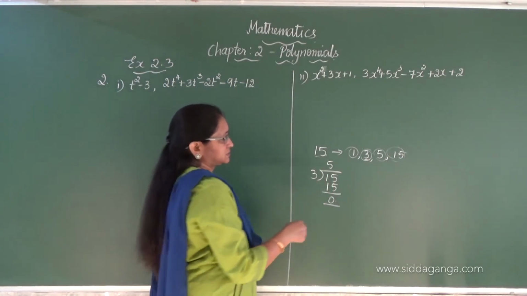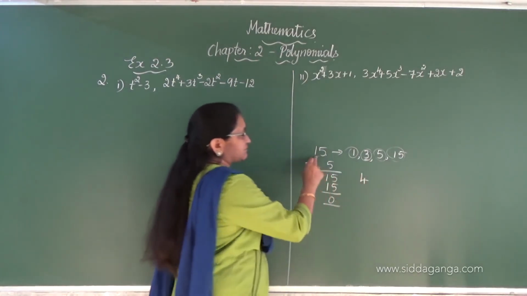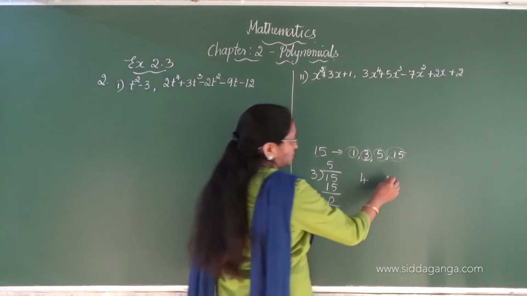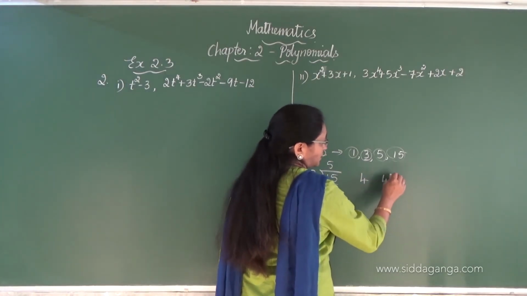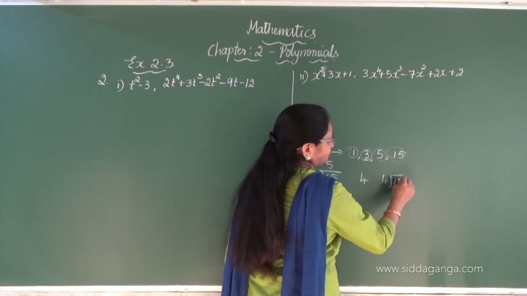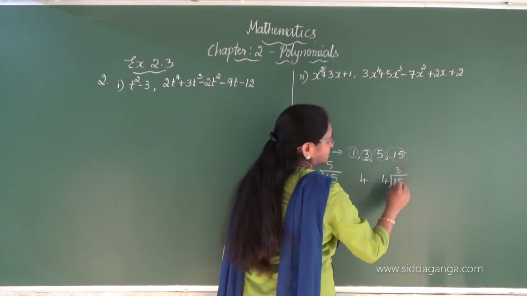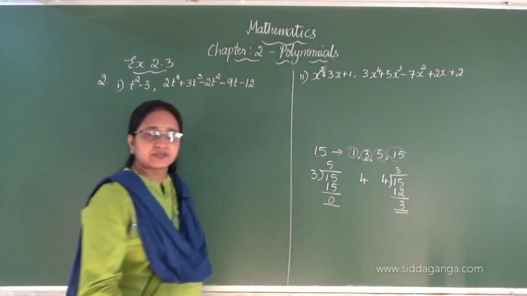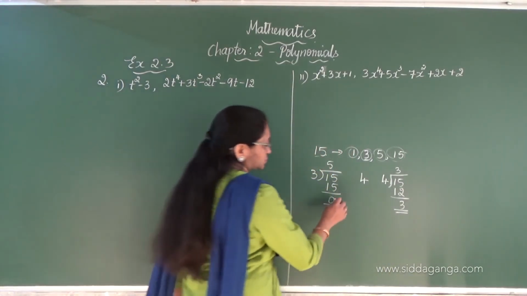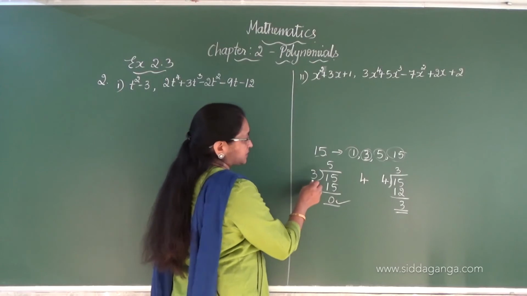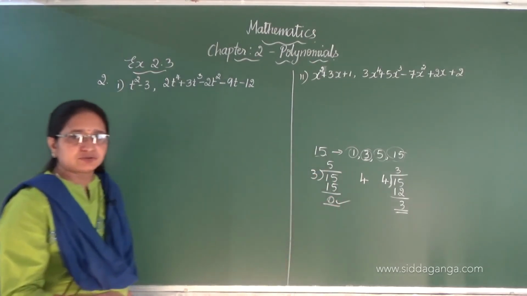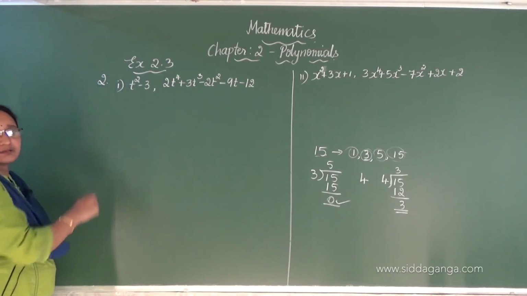Suppose I ask, is 4 a factor of 15? We say no. Why? Because we cannot divide 15 by 4 completely. 4 threes are 12, and 3 is the remainder. So to be a factor means it should divide completely, means the remainder should be 0. So the same thing you apply here now.